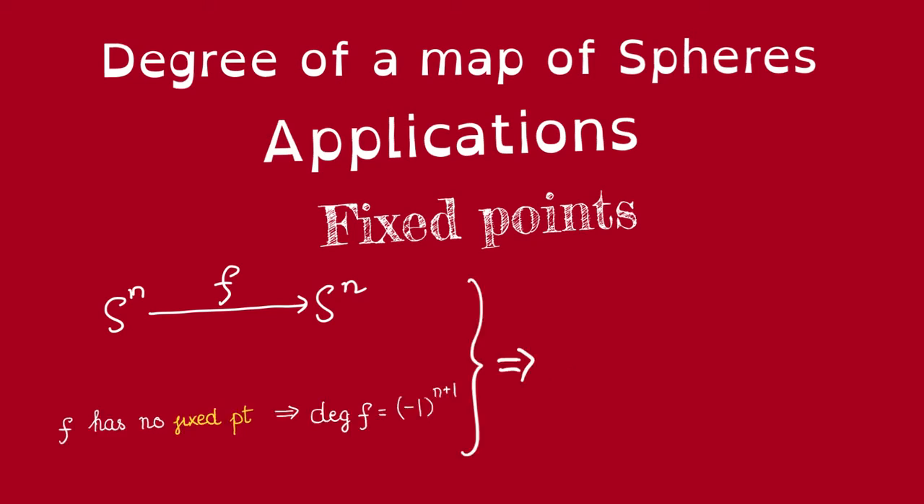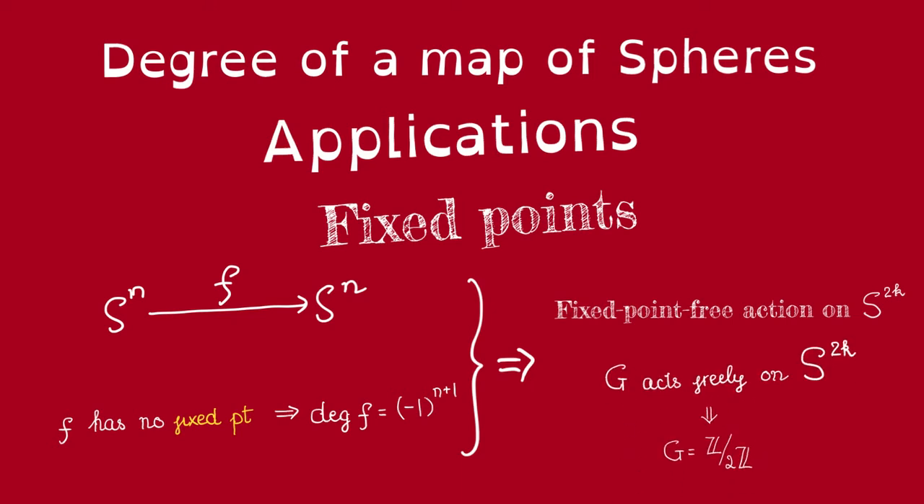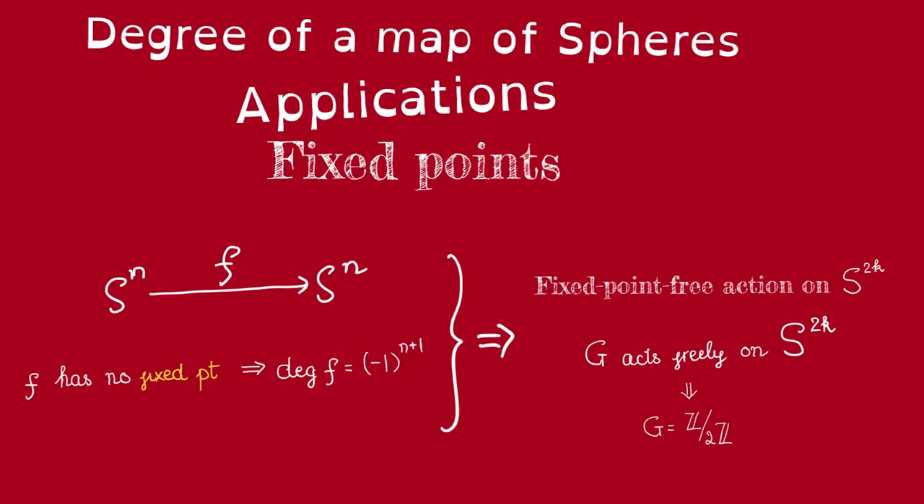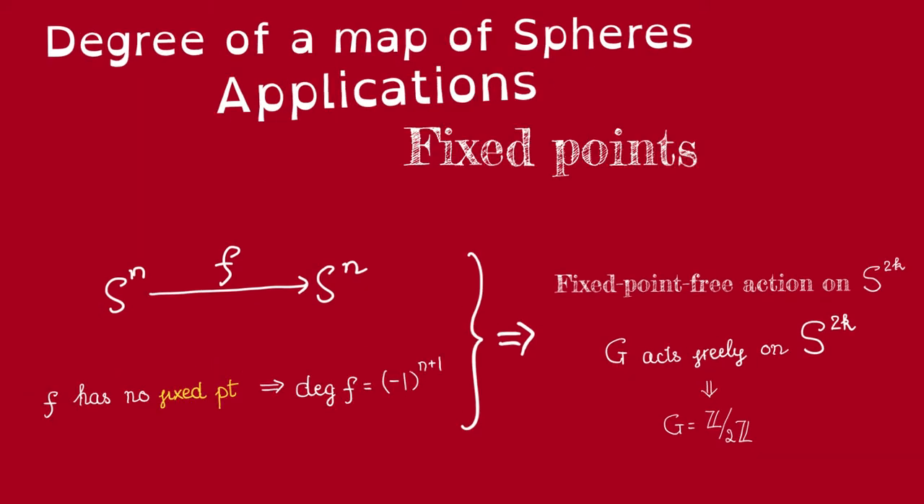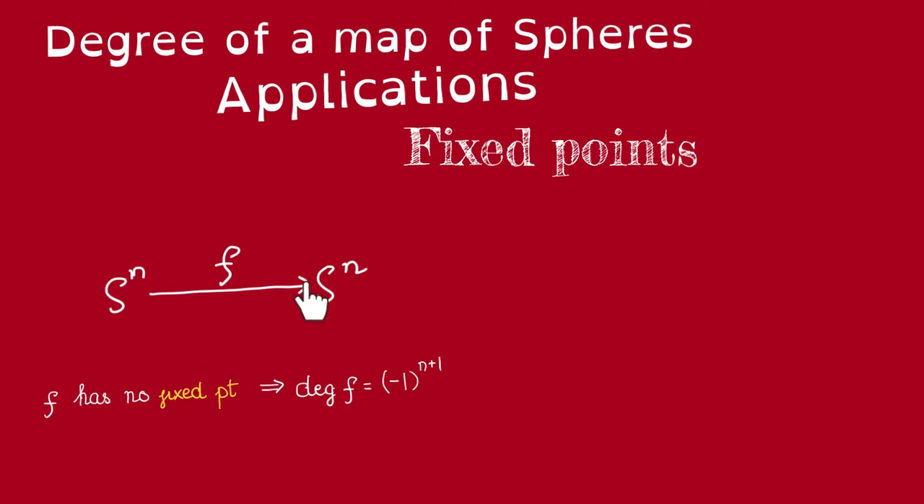This will then in turn allow us to classify all fixed point free actions on the even sphere. In particular, we'll see that the only group that acts freely on the even sphere is the group Z mod 2Z, acting by reflection. So that's the overview of the story. Now, let's prove this first claim.